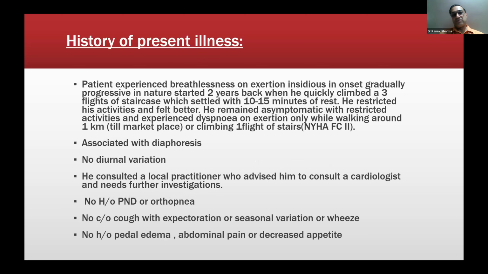Why do you tend to use NYHA more for dyspnea and CCS for angina? Usually they say Canadian Cardiac Society for angina, NYHA for dyspnea, though you can use NYHA for angina as well. But why is angina more classically described with CCS rather than NYHA?